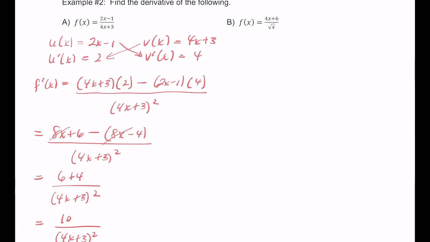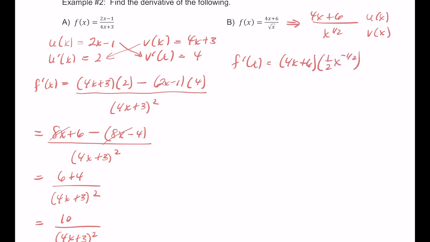For letter B, I have f of x equals 4x plus 6 over the square root of x. And we know from before that we can rewrite that as 4x plus 6 over x to the 1/2 power. So again, I've got my u of x in the numerator and my v of x in the denominator. So for my derivative, it's u of x times the derivative of v of x. The derivative of x to the 1/2, using my power rule, would just be 1/2 x to the negative 1/2.